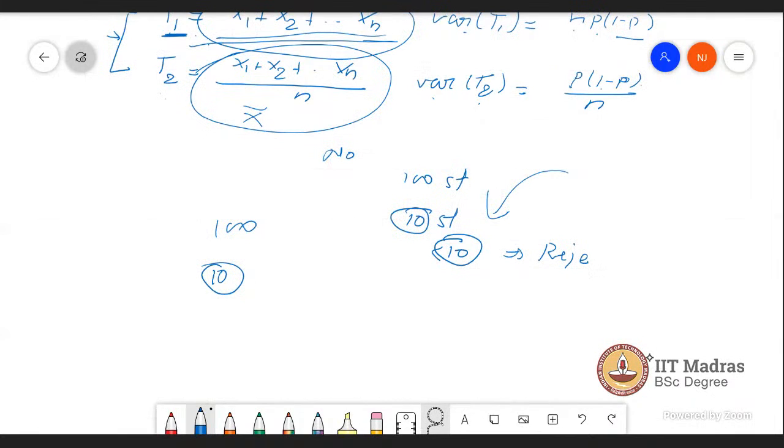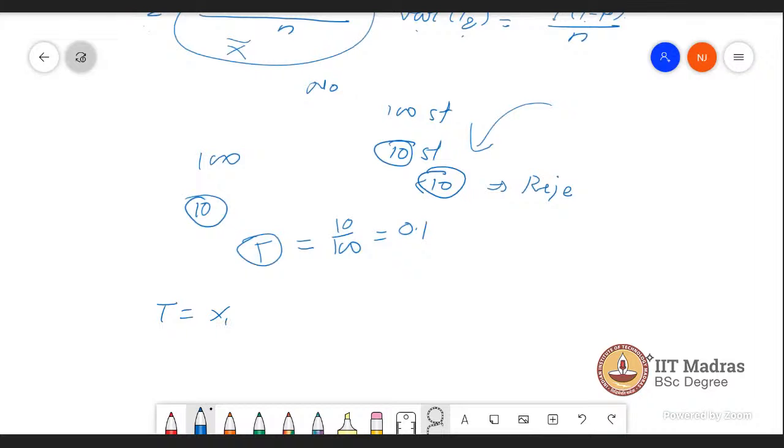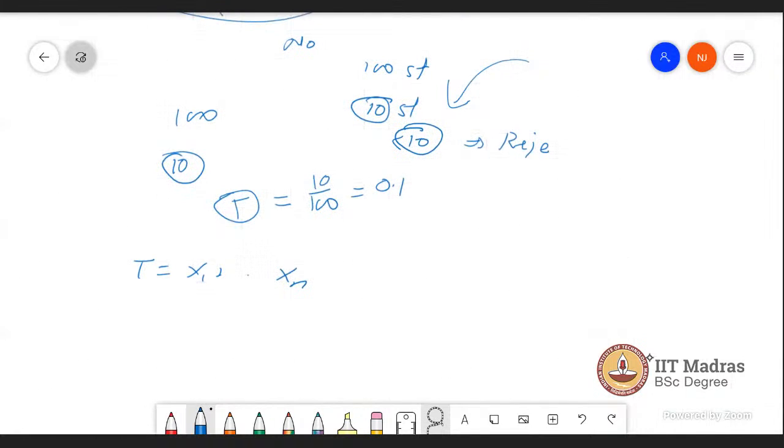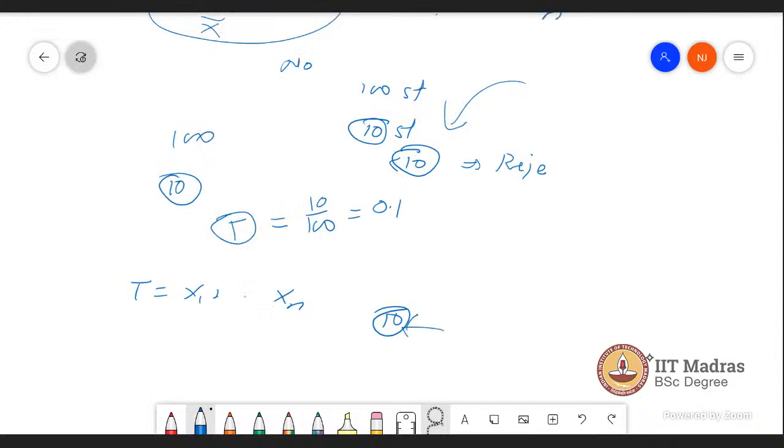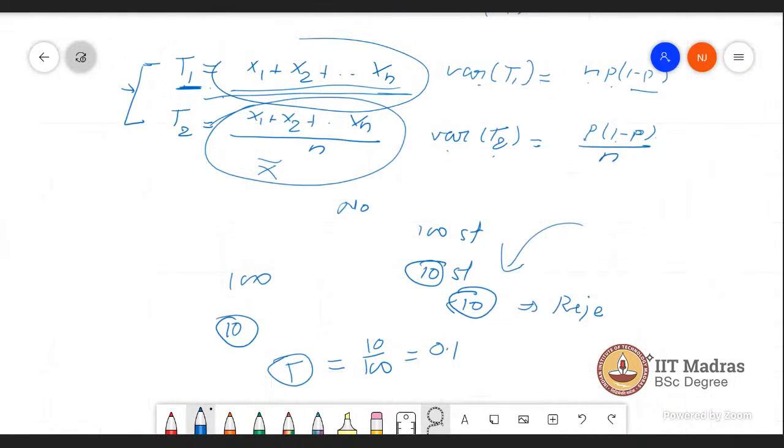Then the test statistic value that you are getting from the sample is going to be 10 by 100, 0.1. But if you have taken T as x1 plus x2 up to xn, then your acceptance or rejection region is going to be exactly 10, whatever the sample test statistic value. So be careful what you choose as a test statistic. You can choose either of these two. Okay, sir.